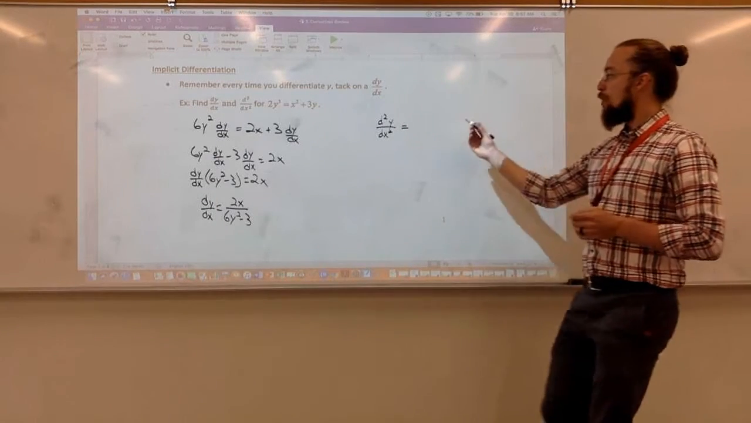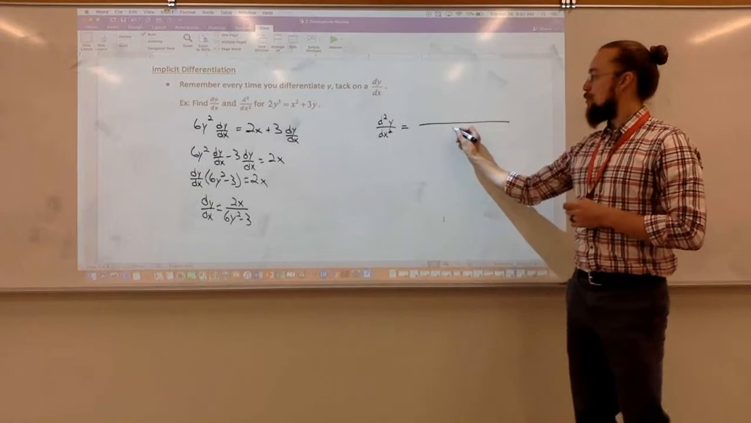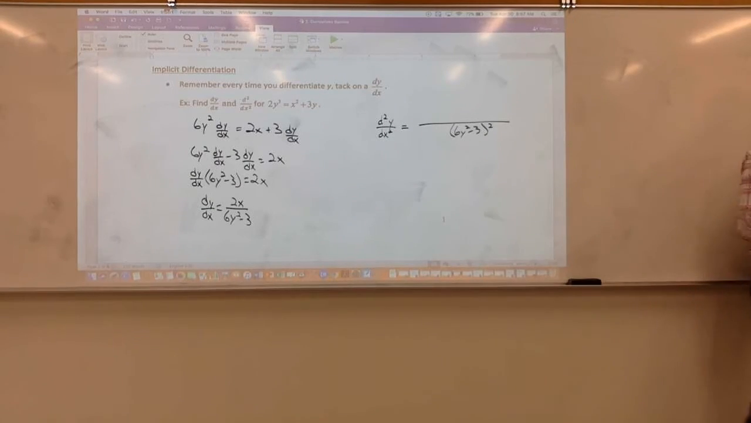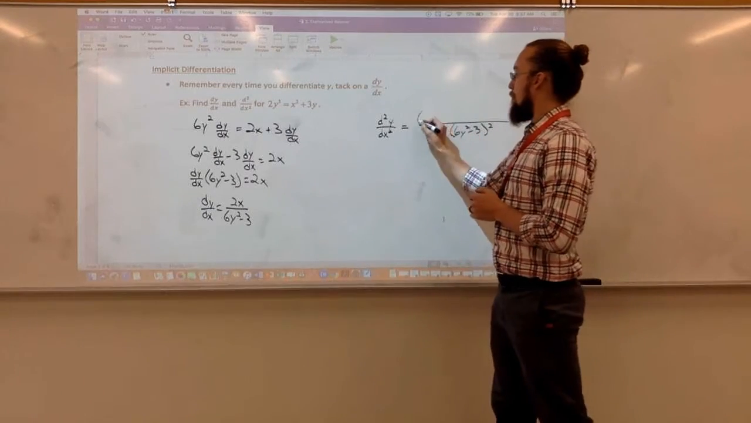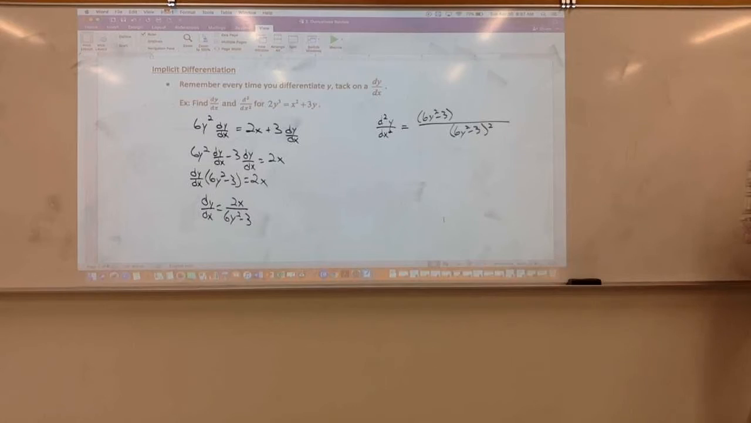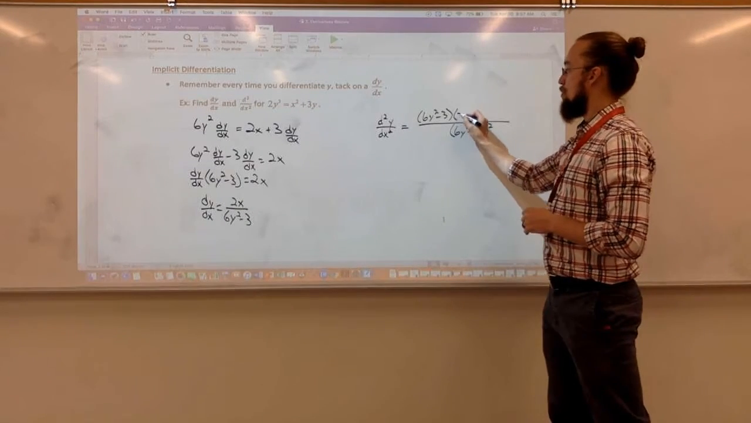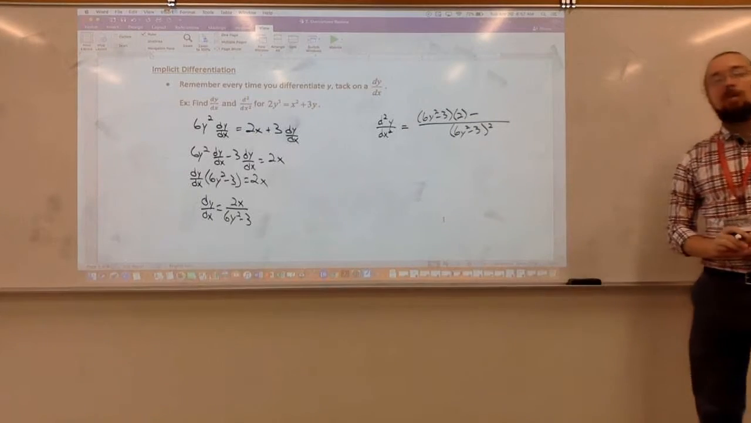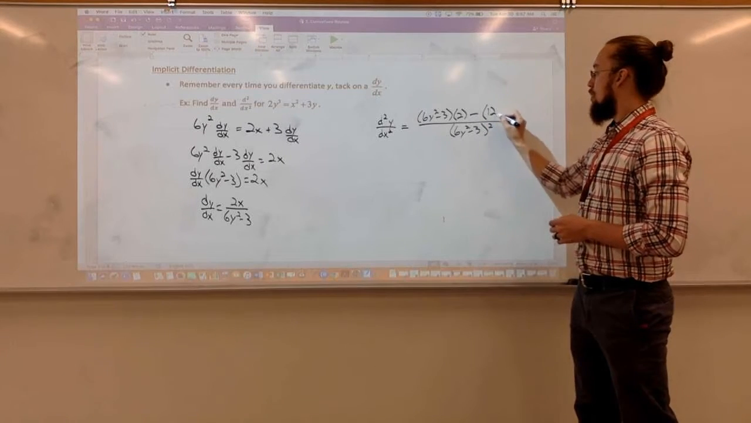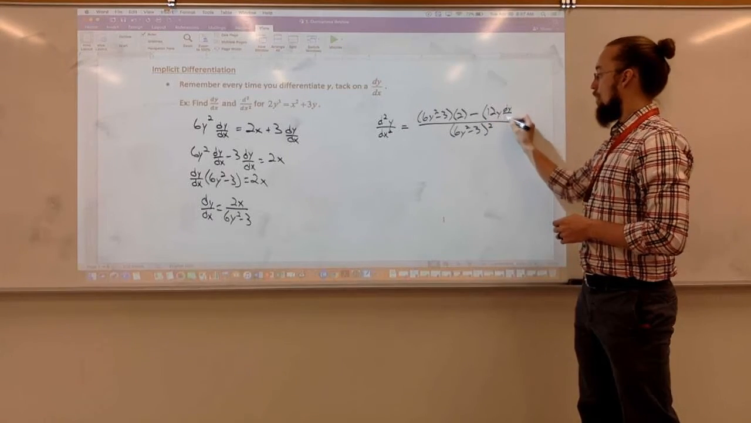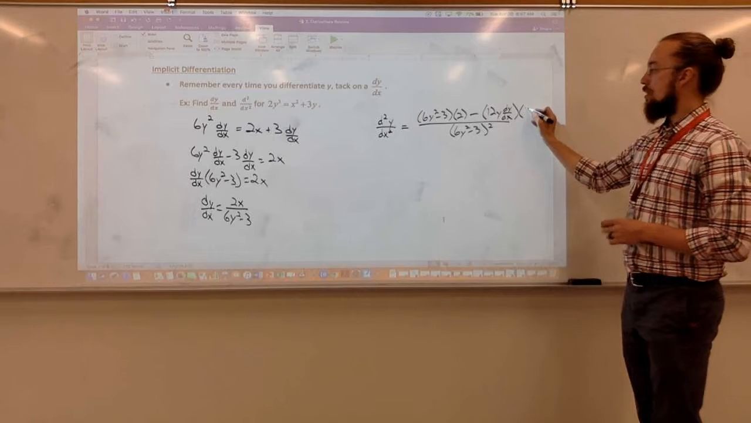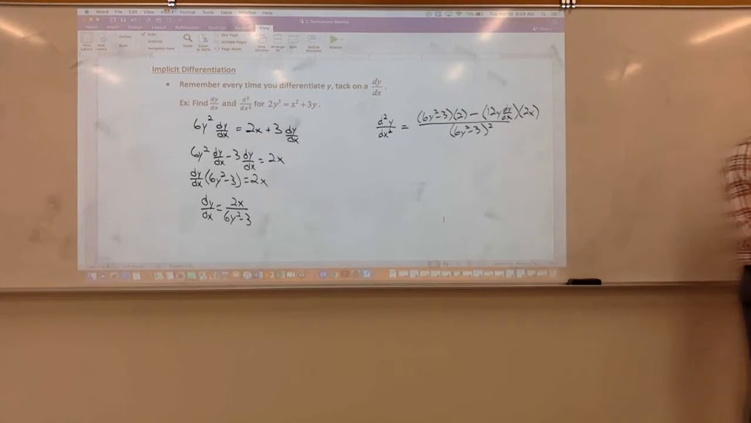To use the quotient rule, the first thing I do is square the denominator, so 6y squared minus 3, squared. Bring that denominator straight up, so 6y squared minus 3 times the derivative of the numerator. The derivative of 2x is just 2, minus the derivative of the denominator, which is 12y dy/dx, minus 0, times the numerator, so times 2x.